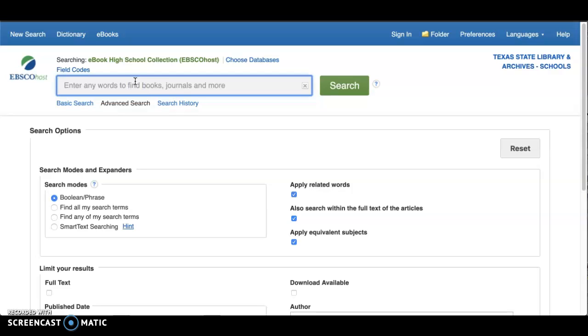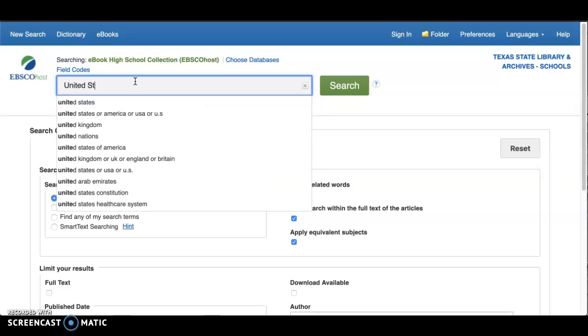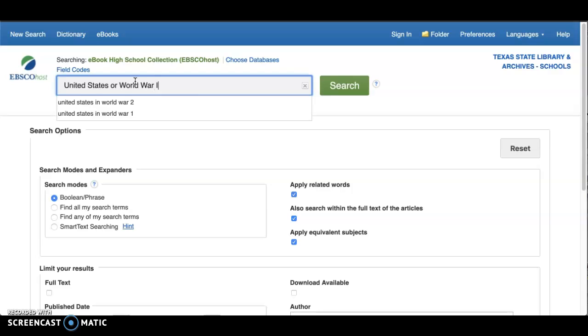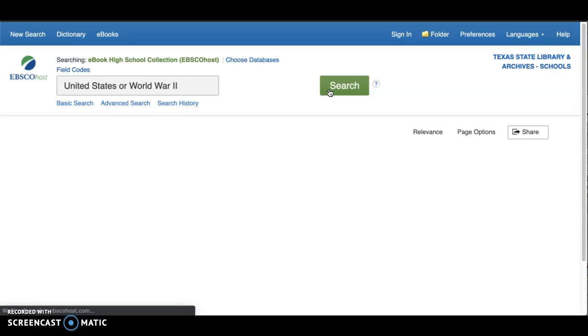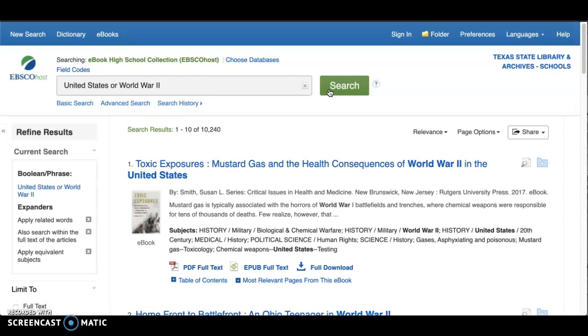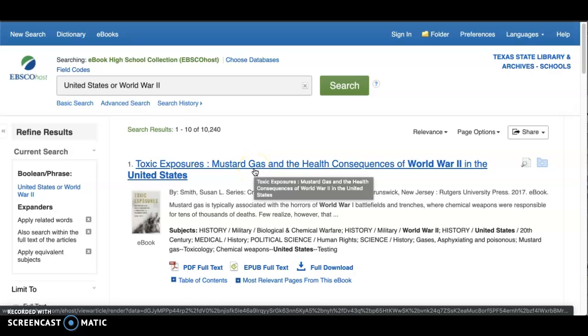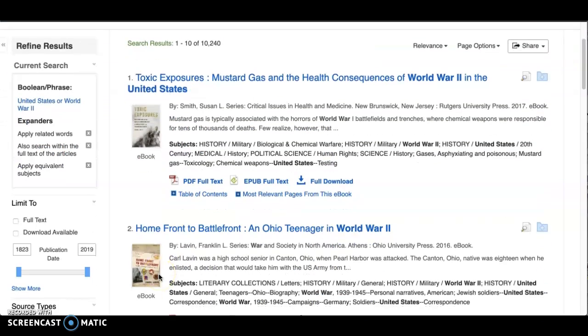So we're going to use United States. Let's try or. United States or World War II. Oh wow, look at that, guys. 10,240 articles because they contain either the word United States or the word World War II. So that's where you use your sheet. Refer to your sheet, so that will help.